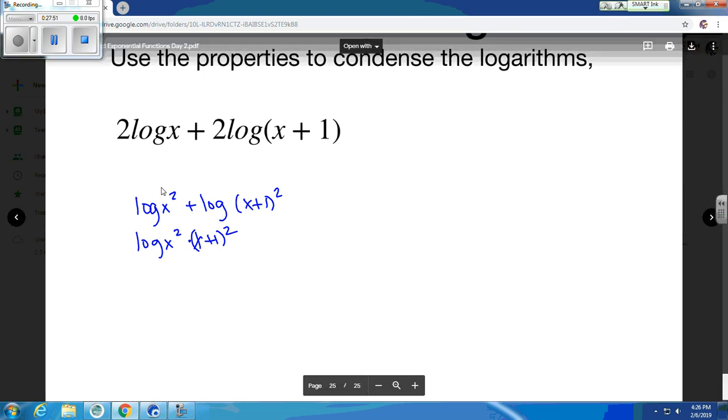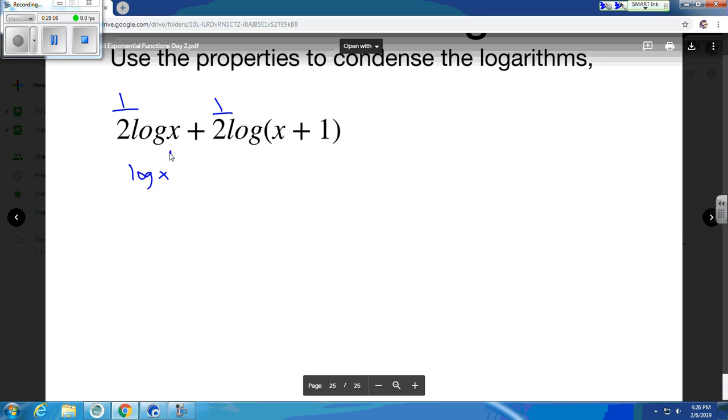One other thing to watch out for is if we have a fraction. So let's change this to 1/2 instead of 2. This would change the problem to log x raised to the 1/2 power plus log of x plus 1 to the 1/2 power. Condensing, I would have log of x to the 1/2 times x plus 1 to the 1/2.